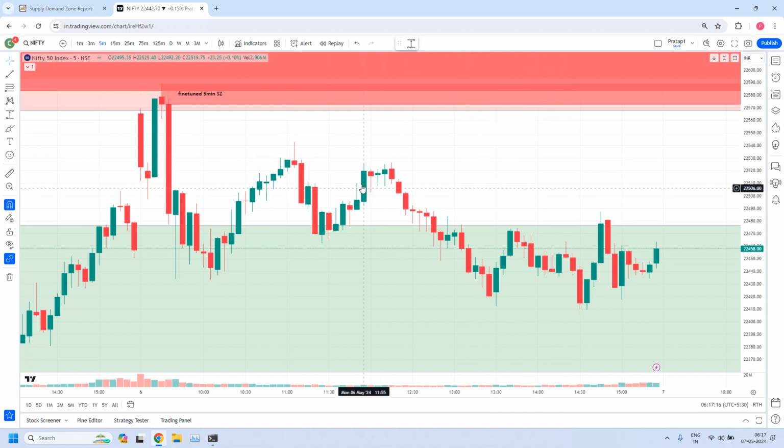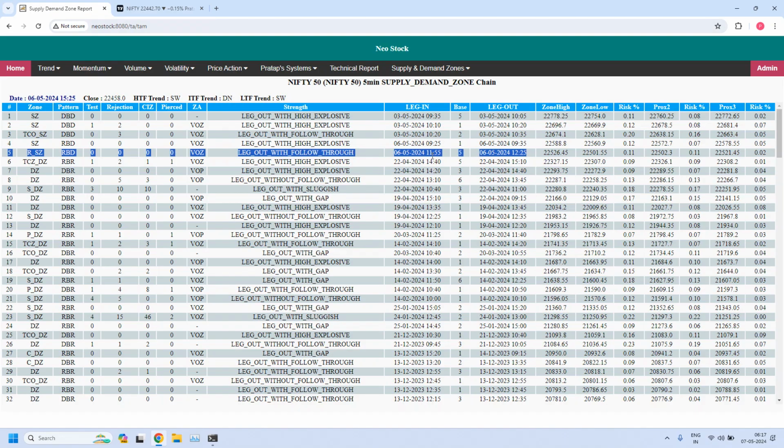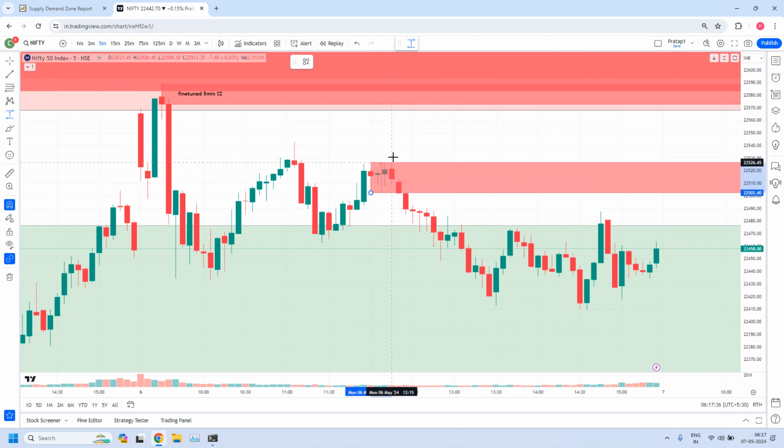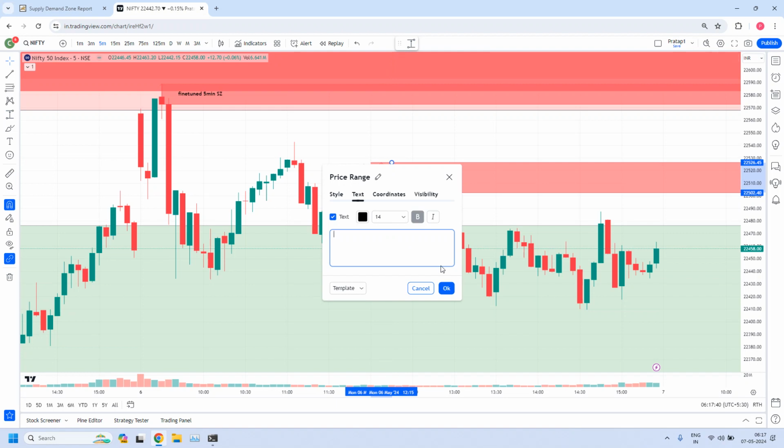So this is the one where we have a rally: 1, 2, 3, 4, 5 base candles and again a drop candle. Drop candle is at 6, 5, 12, 25. This is the 1, 12, 25 candle. So let us draw the zone. So this is a 5 minutes high liquidity supply zone.